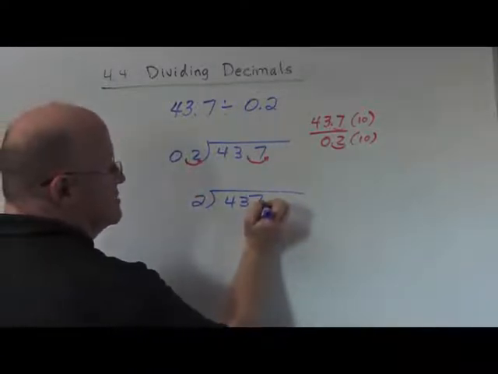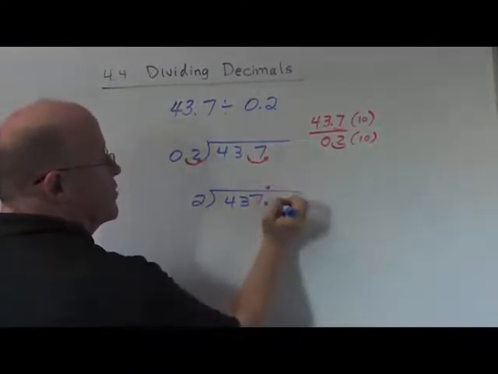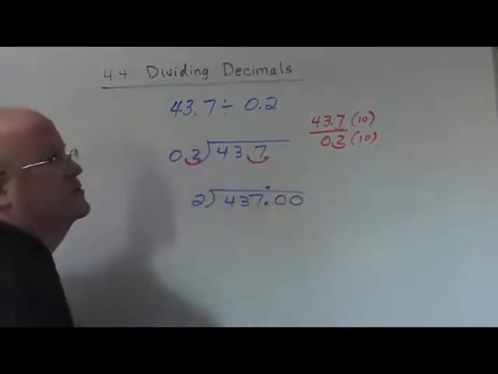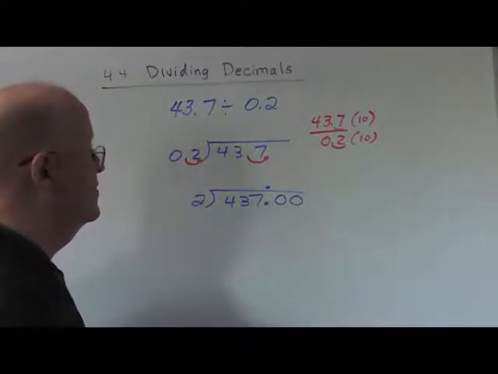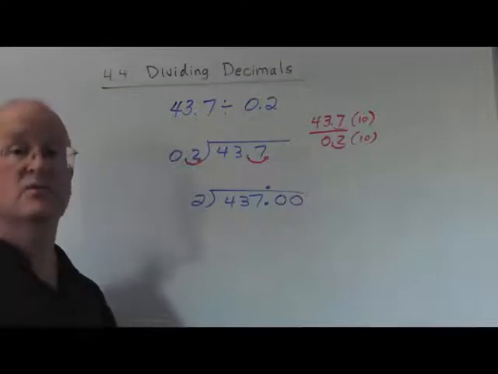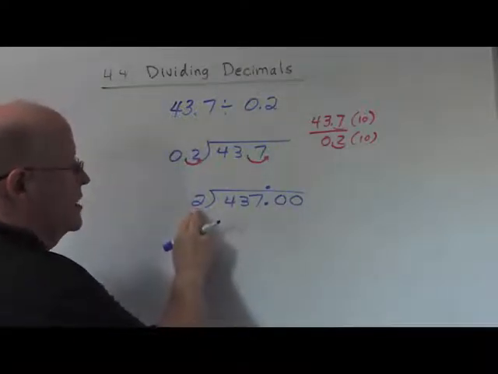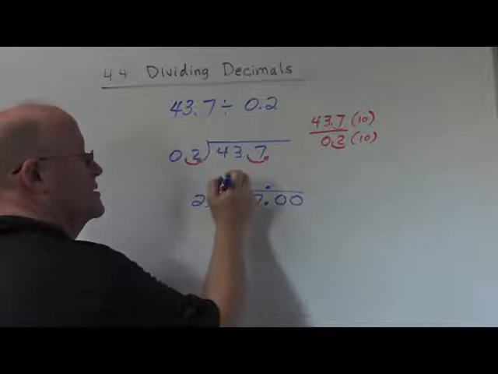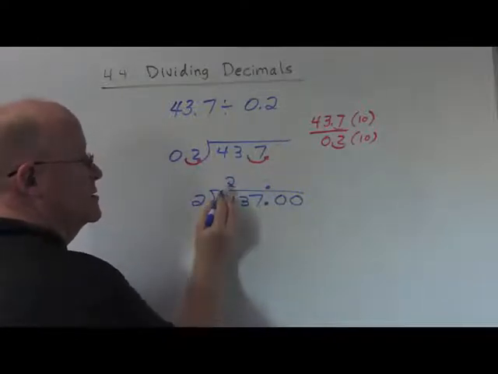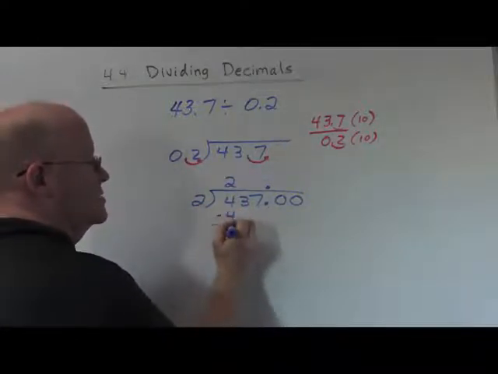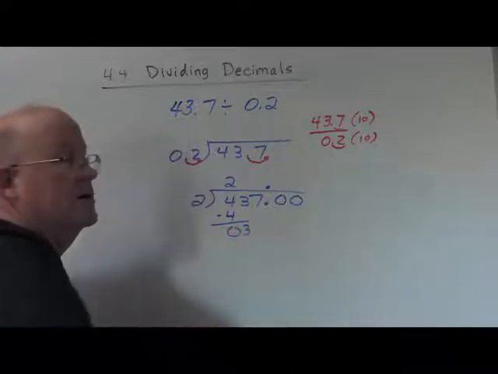And I'm going to put a decimal after that 437 and raise it up and put a couple zeros after it just in case we need it. We then begin the division as we know how to do it. How many times does 2 go into 4? Answer, 2 times exactly. 2 times that 2 is 4. Subtracting it 0, we bring down a 3.